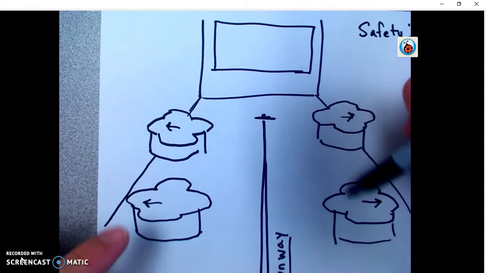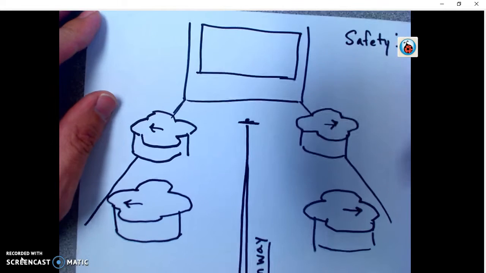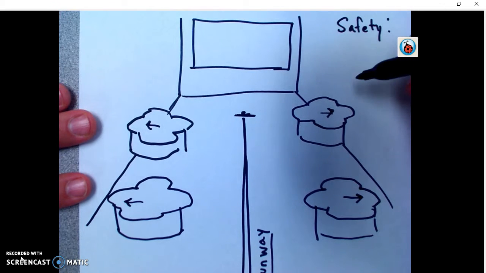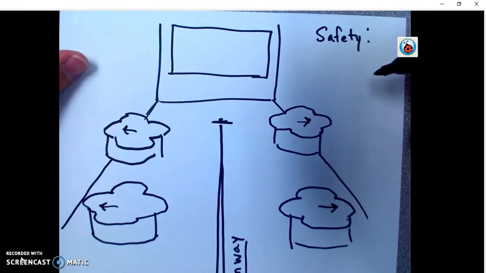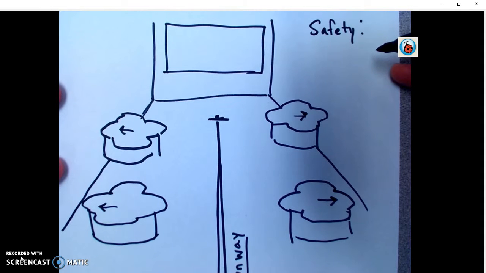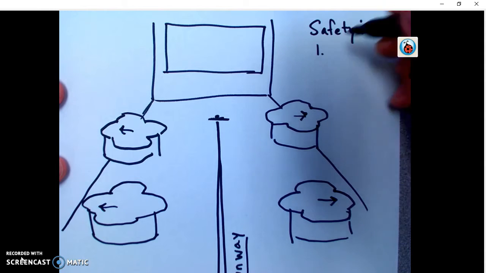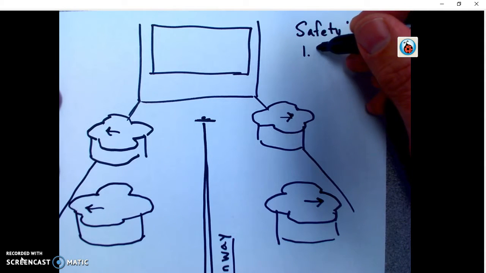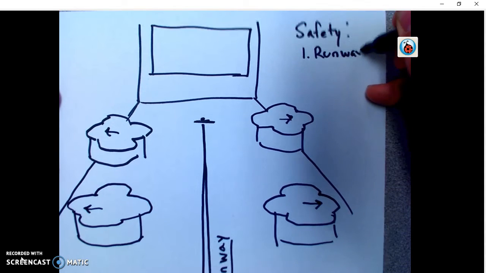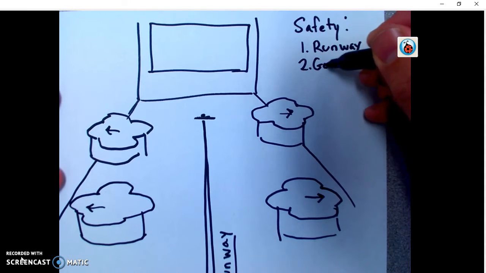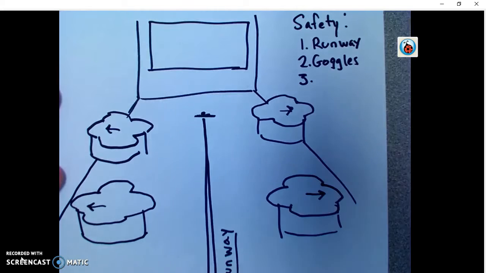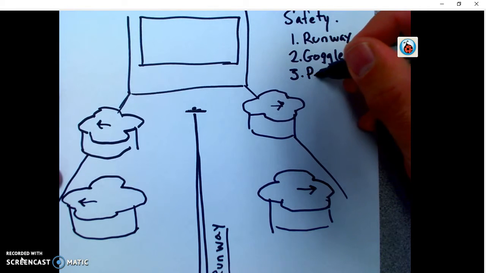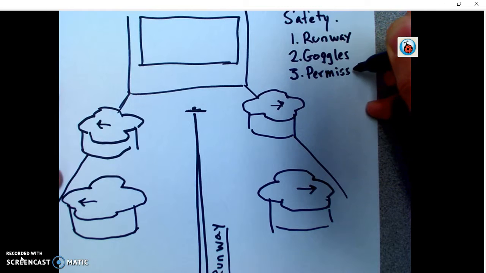Everybody who's over here should be wearing goggles. What? Are you serious? Yes, I'm serious. Some of the designs for the airplanes come to a very sharp point. And cardstock is a very firm paper, and the last thing you want to do is get hit in the eye with a pointy, hard object flying through the air. Not a good thing. So, safety. Number 1, stay out of the runway. Number 2, goggles. Number 3, the third thing you need to know is only with permission may you enter the runway.